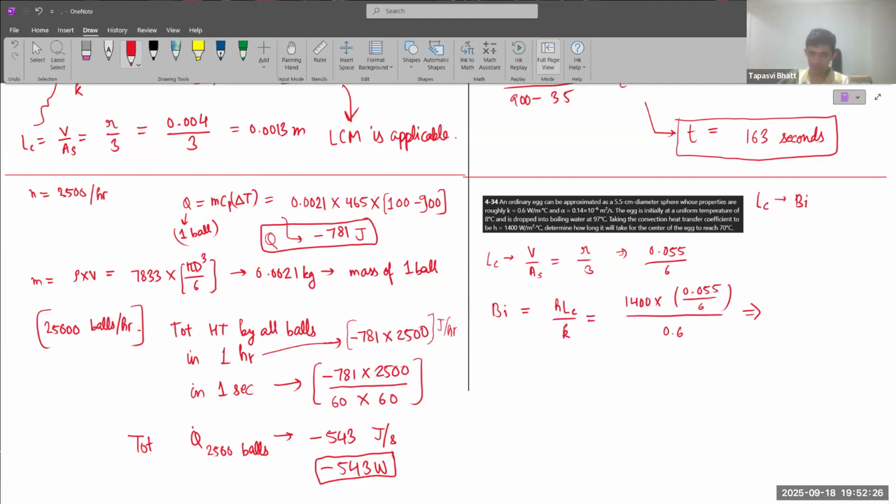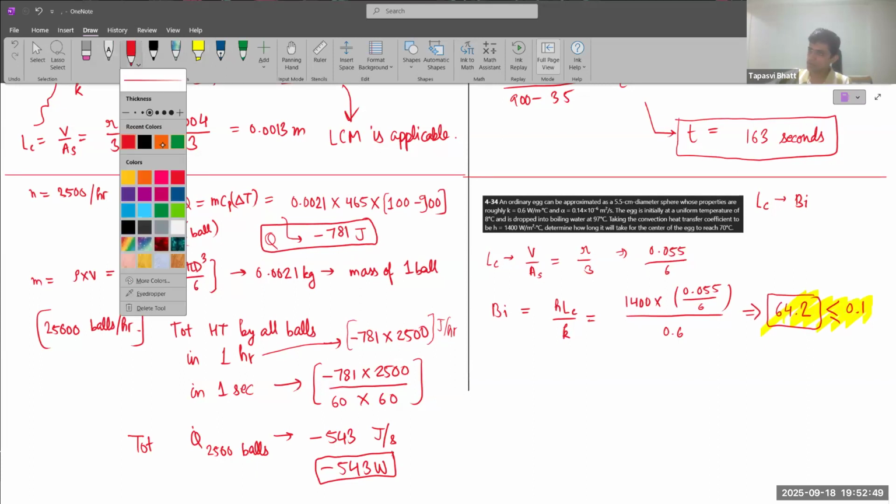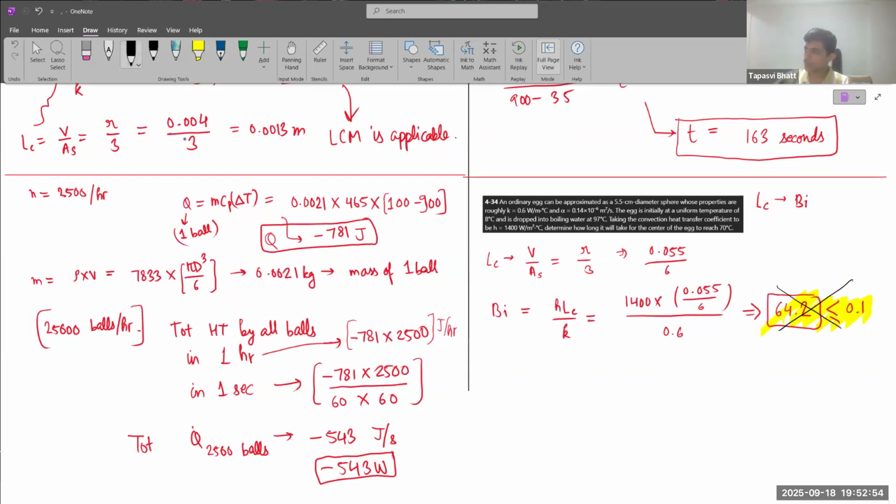If someone can give me the final answer. 64.2. 64.2 is the Biot number. Is it less than 0.1? Less than or equal to 0.1? No, right? So no, it's not less than 0.1. So the lump capacity model is not applicable.